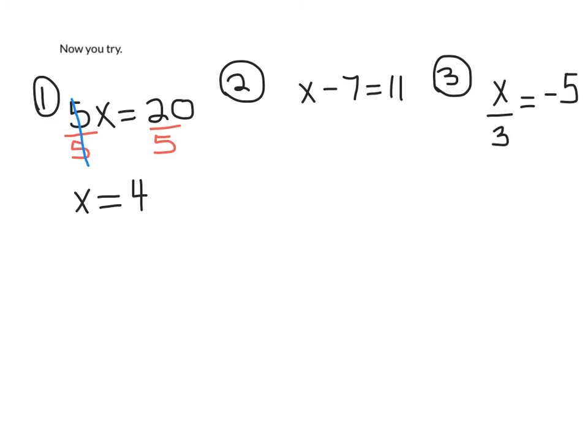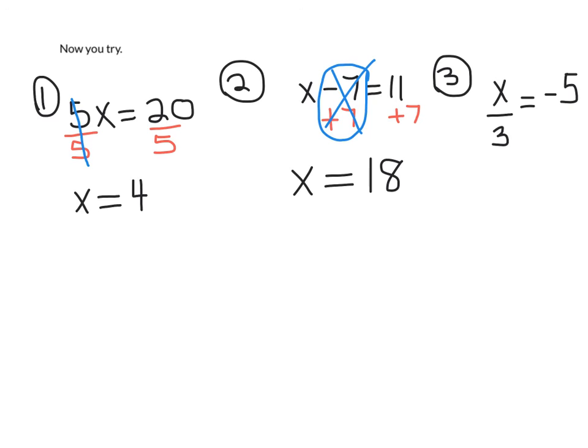In question 2, we have x minus 7 is equal to 11. The opposite operation to minus 7 is plus 7. So I have to do that on both sides. Minus 7 and plus 7 is equal to 0. So that's gone. And I'm left with x is equal to 11 plus 7 is 18.